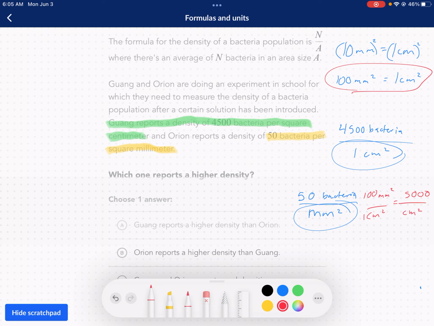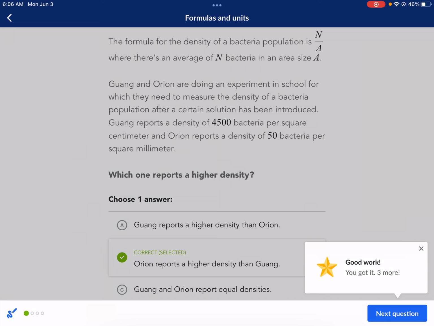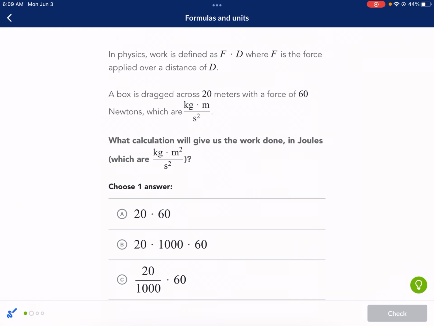Now I can get a better comparison. I can easily see that Orion, the second one in yellow, has a higher density than my first guy does. So I can now, with confidence, say that Orion has a higher density because of those unit conversions. Okay, on to the second one.